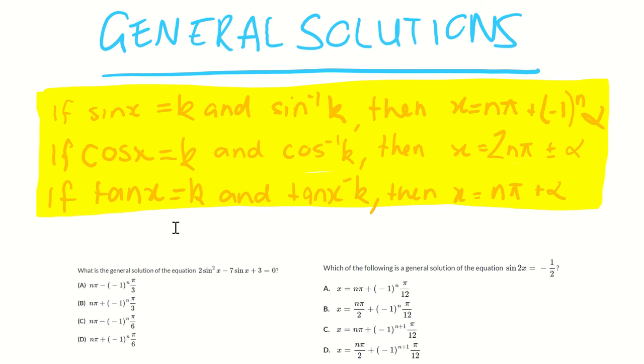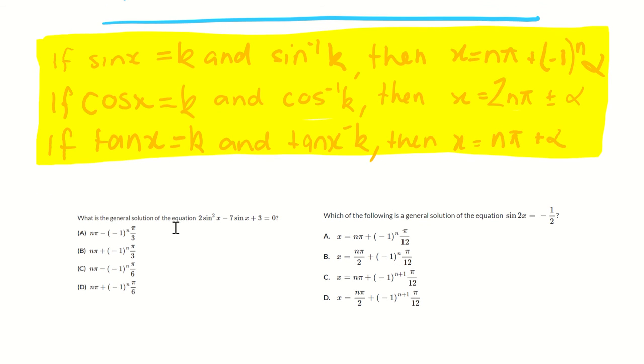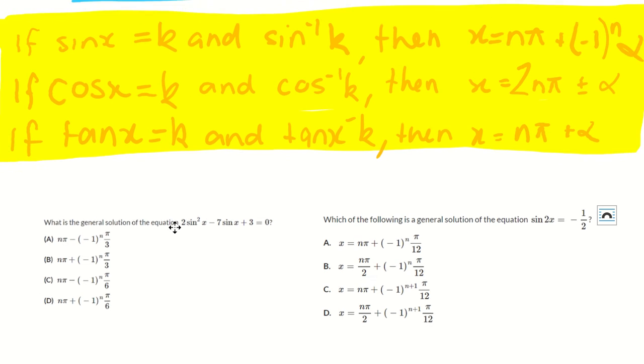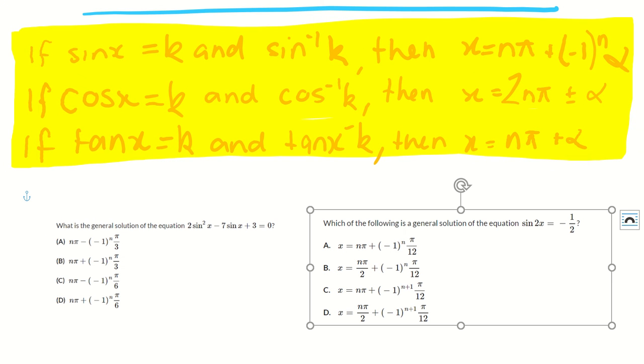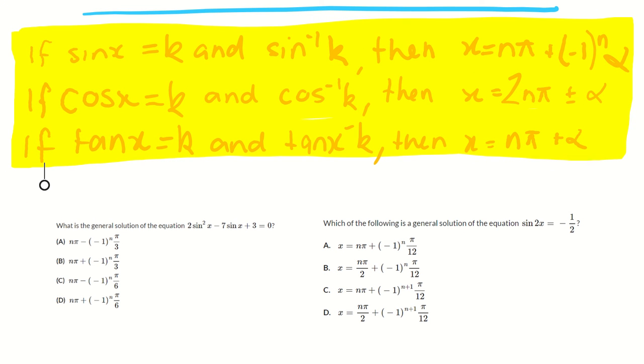Okay, I'm going to start with the one on the right just because it's a little bit easier. But basically it says if sine of x equals k, then to find the solutions for x, you can do that formula. If cos x equals k, you can do that formula, and tan x equals k. Don't forget k is just some number. Alright, so I guess they're not too much different from each other, but let's look at this first one to start with.